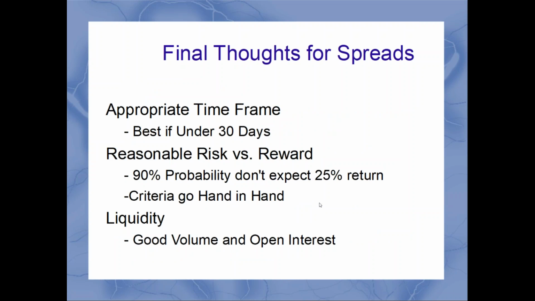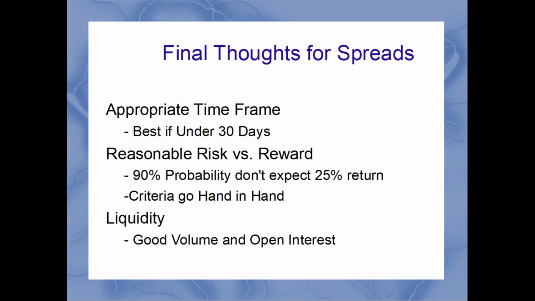Again, the appropriate time frame is under 30 days to maximize annual return and to give the stock less time to move against you. Although there is a benefit of doing out-of-the-money debit spreads further out in time, 3, 4, 5, maybe even 6 months out, to get close to that 1-to-1 risk-reward ratio with a low debit. I wouldn't do that with a credit spread, but I may do that with a debit spread as well.